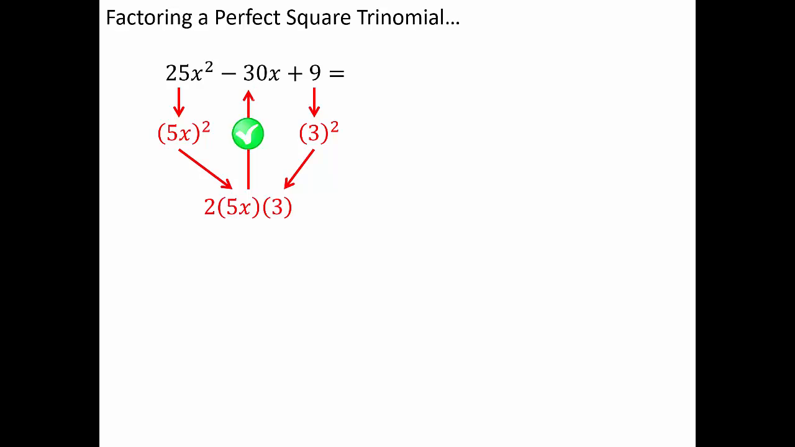Okay, so first term is, of course, 5x squared. Last term is, of course, 3 squared. So if I multiply those together and double it, do I get the middle term? Now, this time we have a minus in there. That's fine. It's the minus, just like with the sum and difference of cubes, it really doesn't matter. We can deal with that separately. As long as the magnitude is correct, you're fine. 2 times 5 times 3 is indeed 30, so this is a perfect square.